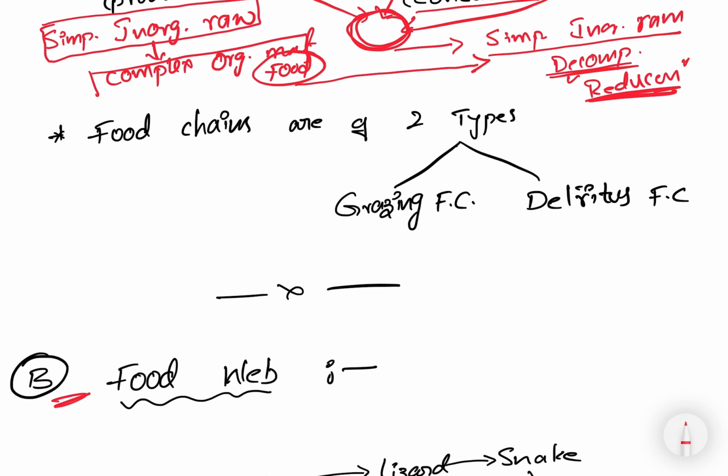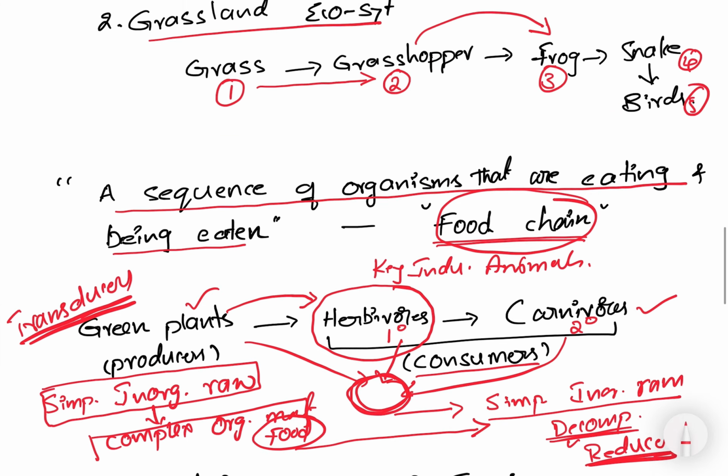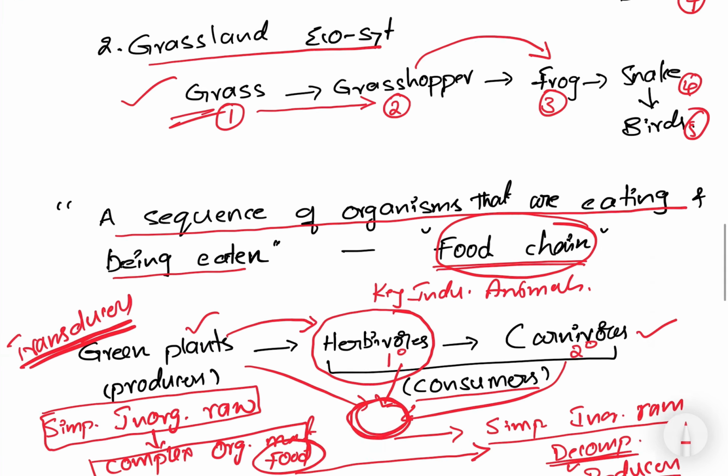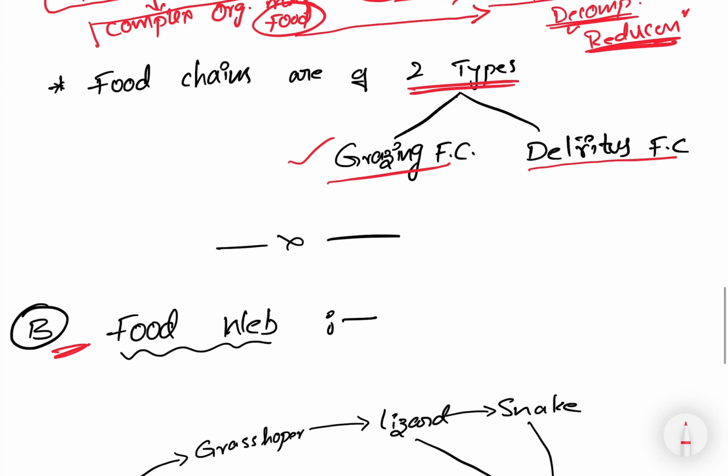Technically, there are two types of food chains that normally exist in nature. The first is the grazing food chain, and the other is the detritus food chain. All the examples above, in a pond ecosystem or a grassland ecosystem, where food chains start with green plants, are considered grazing food chains. Sometimes food chains start with dead and decaying matter. These kinds of food chains are called detritus food chains. For example, leaf litter.